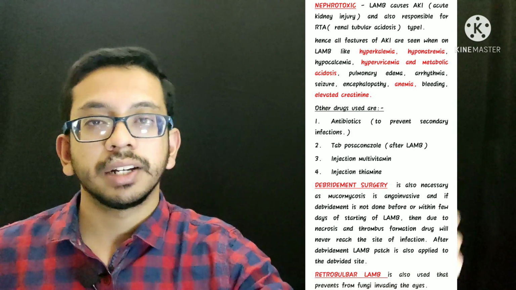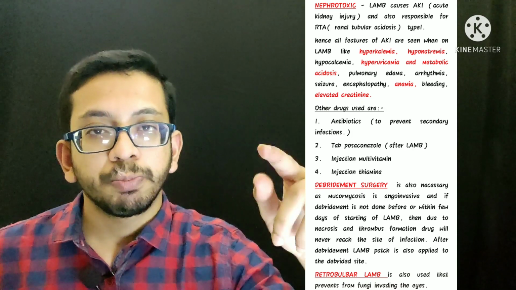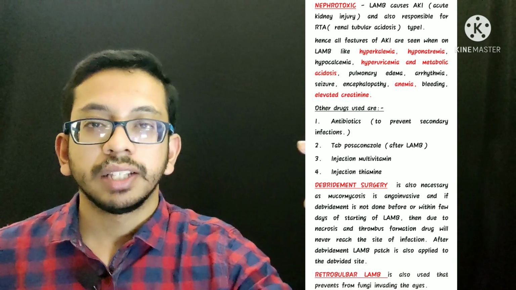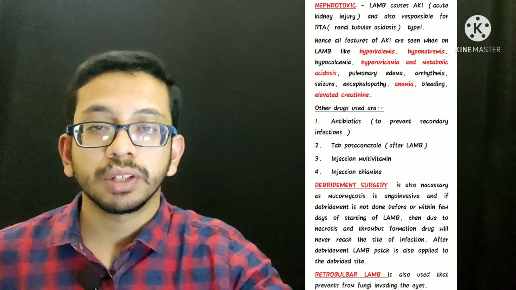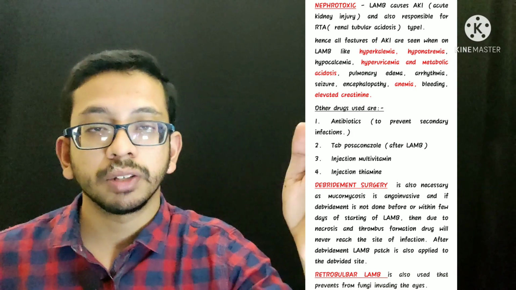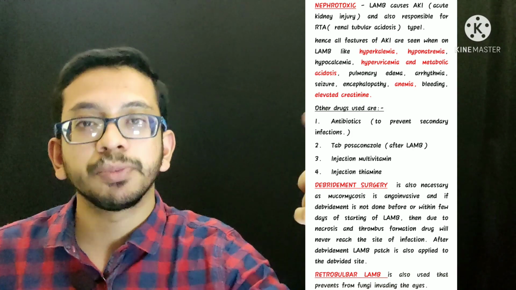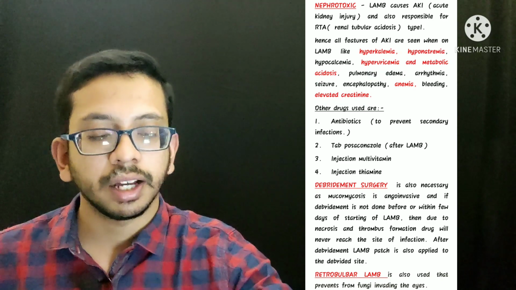What are the other drugs that are used in mucormycosis? First, antibiotics. Why? To prevent secondary infection. Then tablet posaconazole. Why posaconazole? How tablet posaconazole? The tablet posaconazole is actually started after the LAM therapy is started, not before that. Injection multivitamin and injection thiamine.